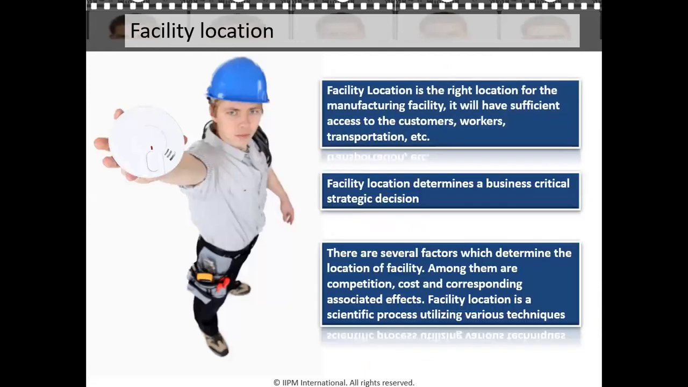The first thing we look at in facilities planning is facility location. Facility location is the right location for a manufacturing facility. It will have sufficient access to the customers, workers, transportation, and so on. Facility location determines a business critical strategic decision. There are several factors which determine the location of a facility. Among them are competition, cost, and corresponding associated effects. Facility location is a scientific process utilizing various techniques.